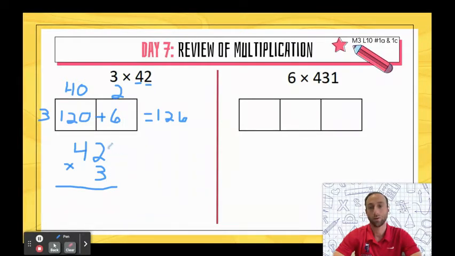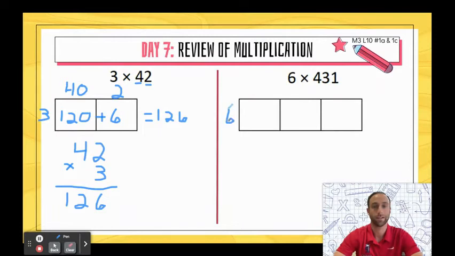Now I've set up a problem for the standard algorithm. So again, I'm going to start in the ones place. 3 times 2 gets me 6. 3 times 4 gets me 12. So since this is the last multiplication fact that I have to deal with, 3 times 4, I just write out 12. There's no need to regroup. And just like in the area model, with the standard algorithm my answer is 126.